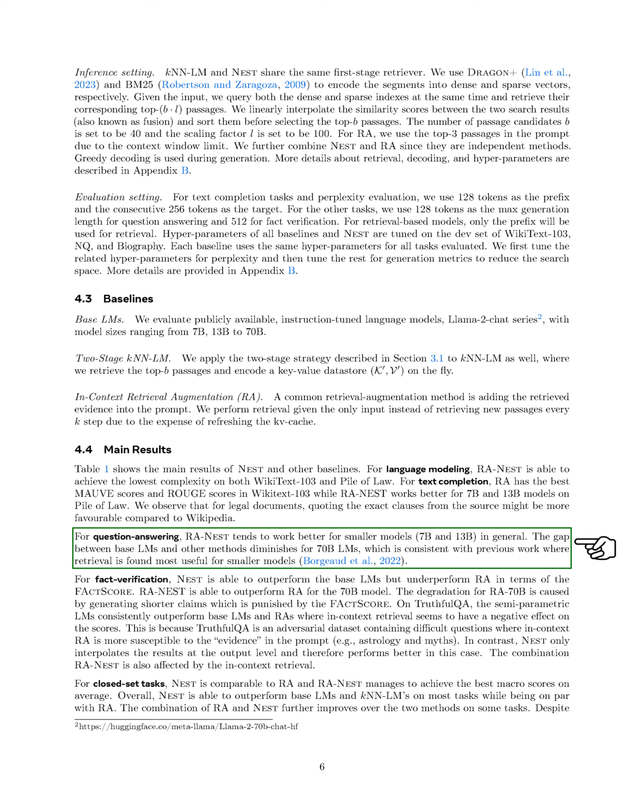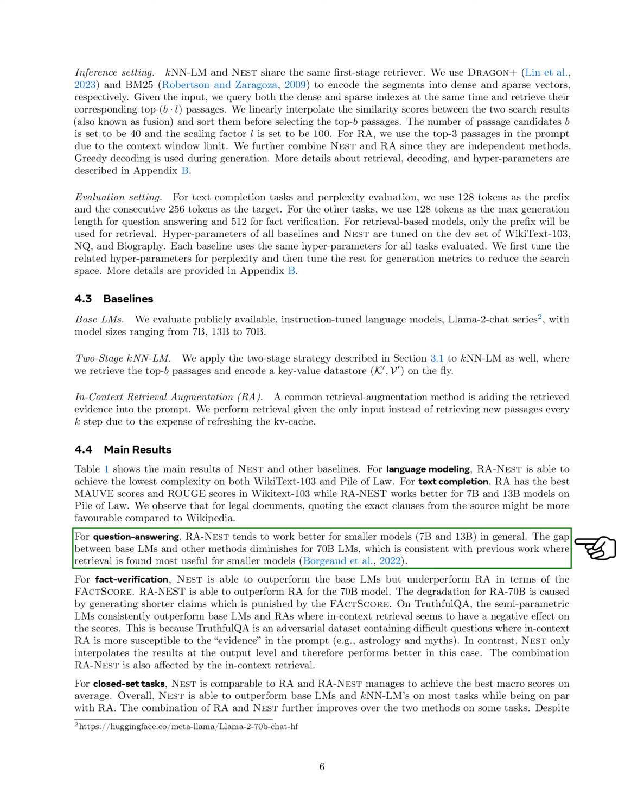In question-answering tasks, RAW NEST tends to work better for smaller models like 7B and 13B. The performance gap between base language models and other methods decreases for larger models like 70B, which aligns with previous findings that retrieval methods are more beneficial for smaller models. For fact verification tasks, NEST outperforms base language models but falls behind RAW in terms of FActScore.